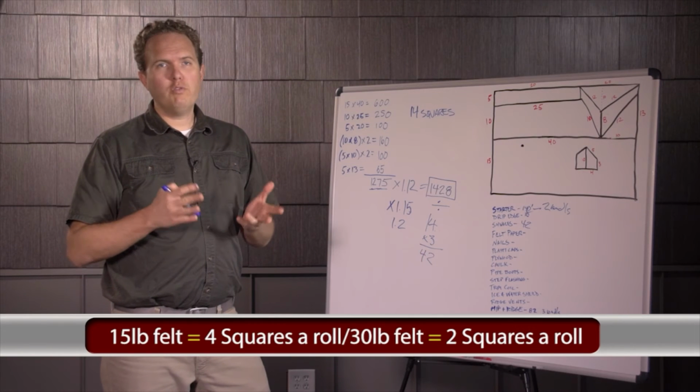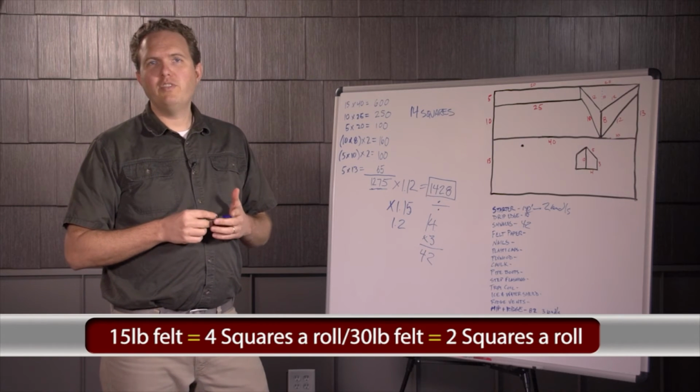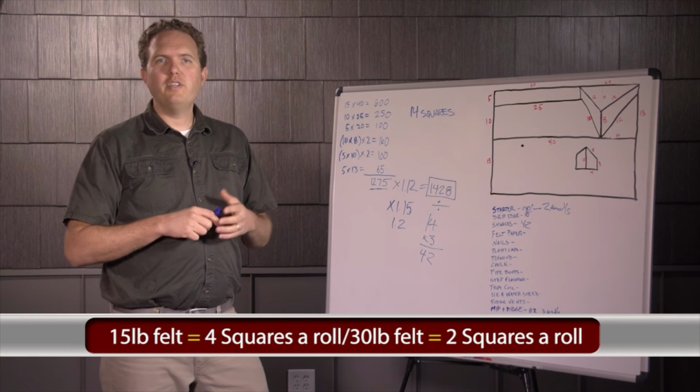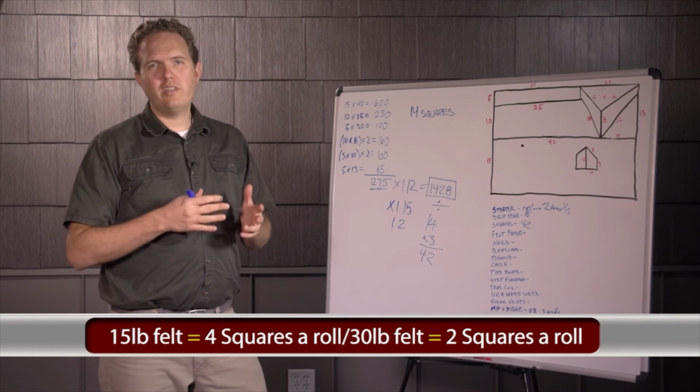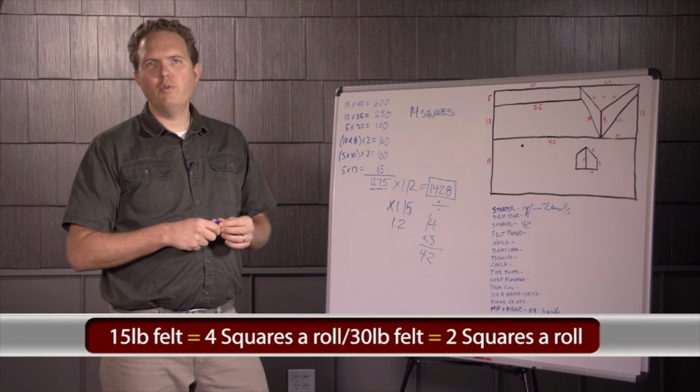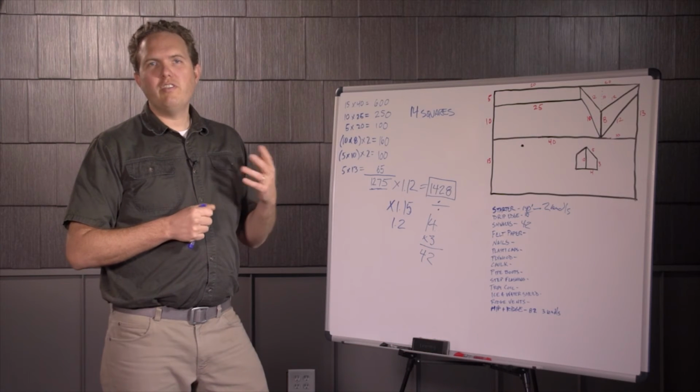15-pound felt comes in 4 squares to the roll. 30-pound felt comes in 2 squares to the roll. And if you're going to use a synthetic underlayment, be sure to check the coverage rate. It's usually 10 squares to the roll. In this case, we're going to be using a 30-pound felt.